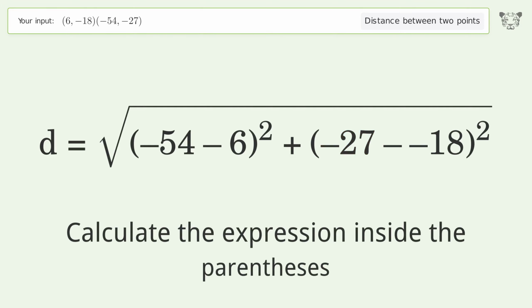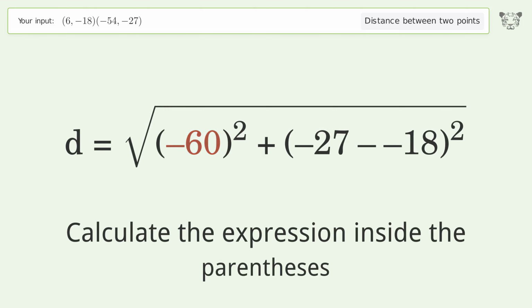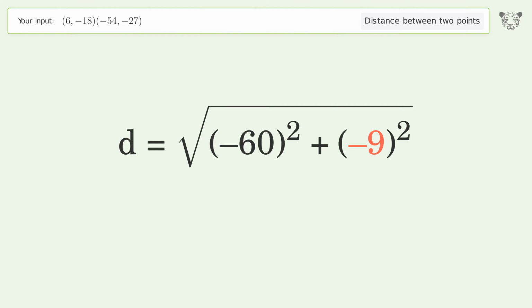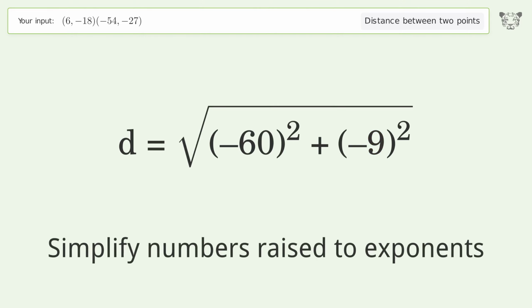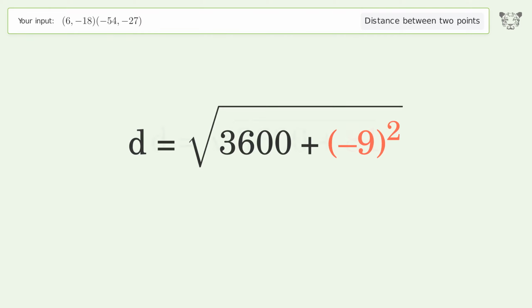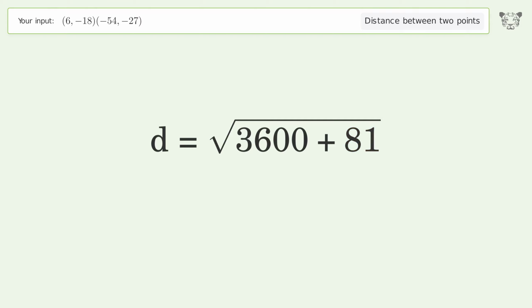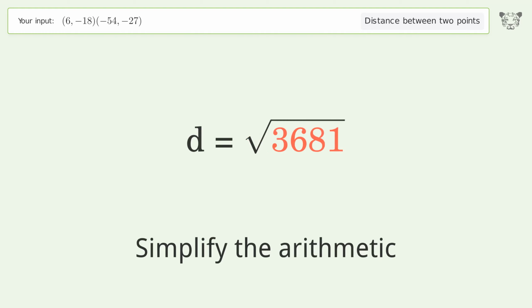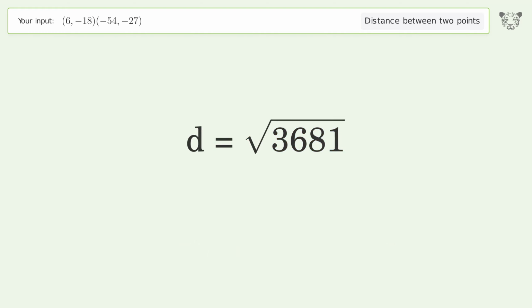Calculate the expression inside the parentheses. Simplify numbers raised to exponents. Simplify the arithmetic. And so the distance between the 2 points is the square root of 3681, or 60.671.